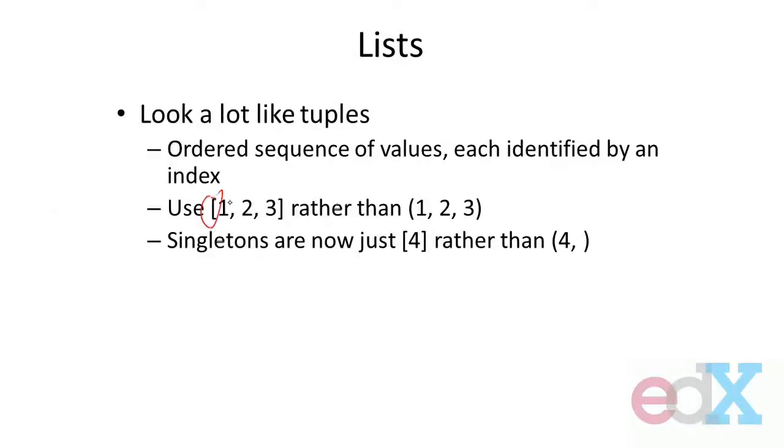The difference here is that we're going to use square brackets rather than parentheses to create a list, as opposed to a tuple. So they look a little different. And as a consequence, one nice thing is that singletons are now pretty straightforward. It's just a square bracket, the entry, and another square bracket. I don't have to put that annoying comma in that I had to with tuples in order to distinguish between an arithmetic expression and a tuple with just one element. Looks much the same, so what's the big deal?